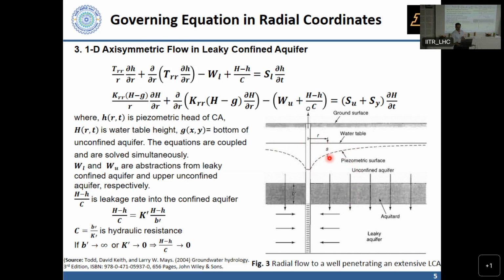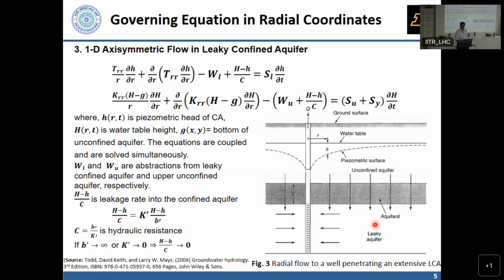So at a distance small r, the drawdown that we are experiencing is S. So from the initial piezometric surface, how far the piezometric surface has fallen. And of course, depending on the nature of the aquitard, we are going to have leakage either into or out of the aquifer. It depends on whether the piezometric surface within the confined aquifer is higher or lower than it is for the unconfined aquifer. The way it's shown right now, leakage is occurring from the unconfined aquifer with a water table on top into the main aquifer.